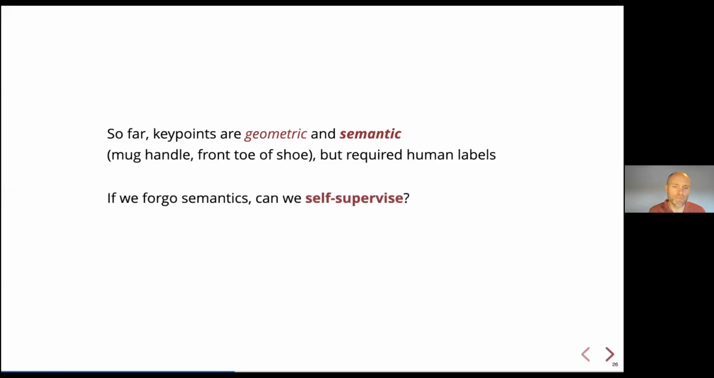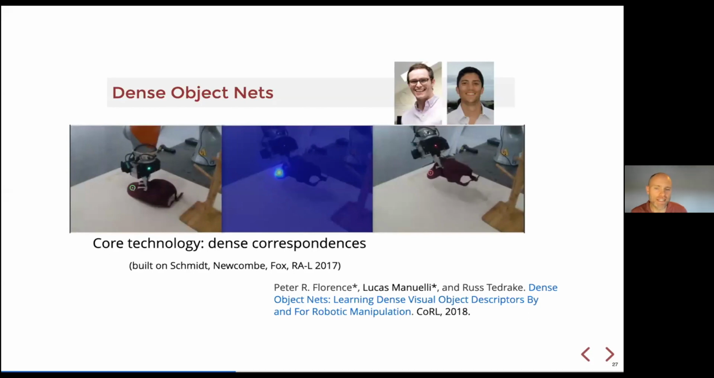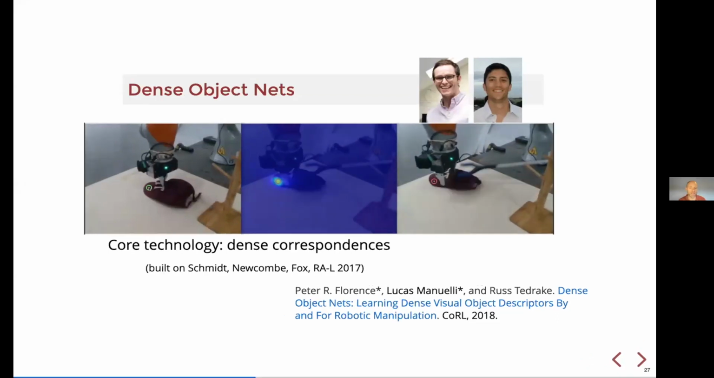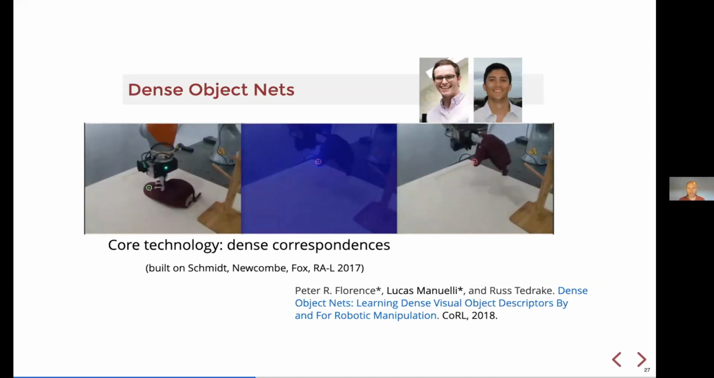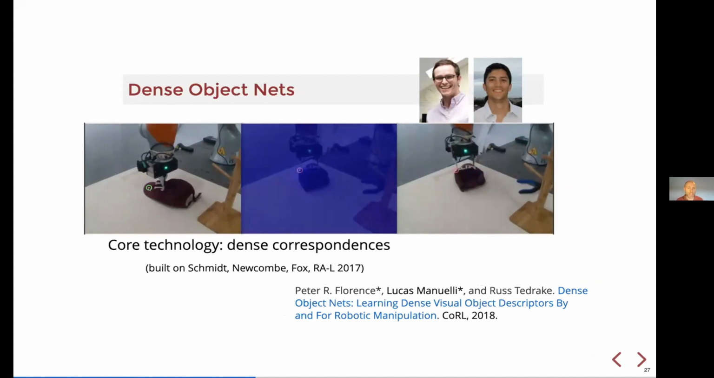So if we forgo semantics, can we forgo humans and be self-supervised, right? Okay, so the next core technology is using these dense correspondences, and this is work that started with Tanner Schmidt and Dieter Fox and Richard Newcombe, and Pete and Lucas maybe brought it to manipulation and showed that it's actually a surprisingly good representation for thinking about objects that you want to manipulate.